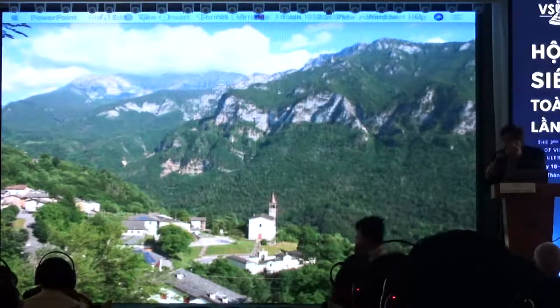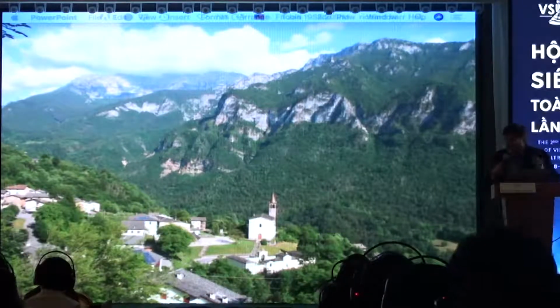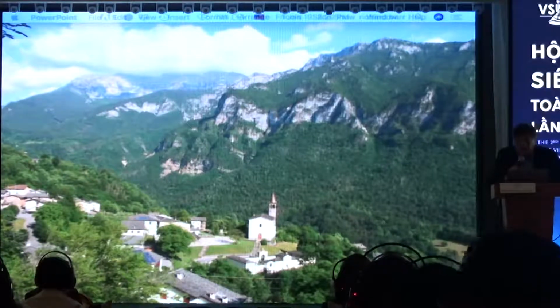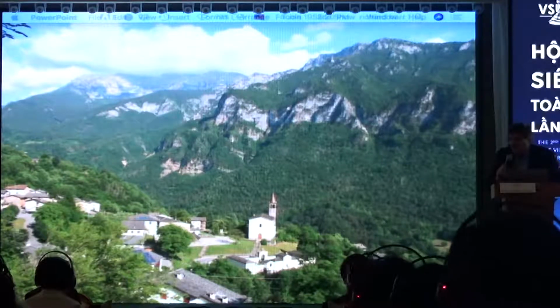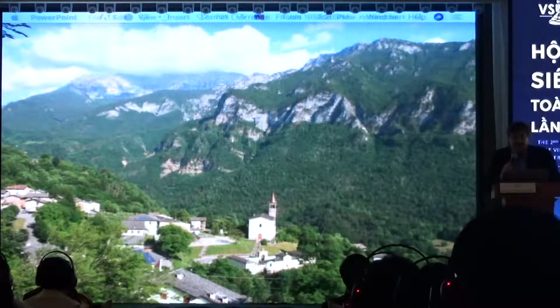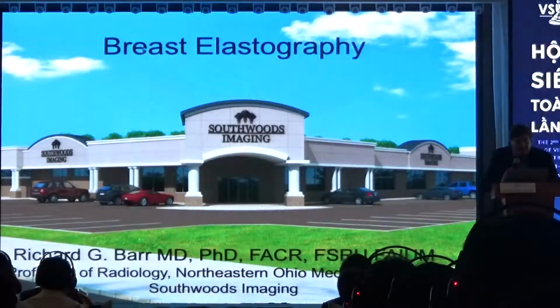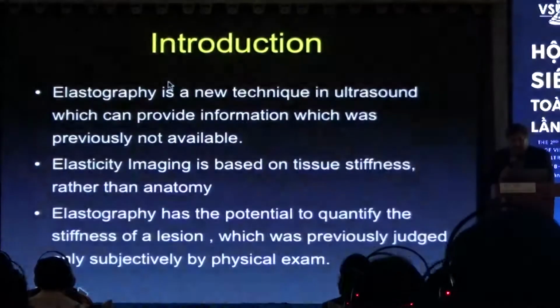Thank you. I want to thank the committee for asking me to come. I really would like to share my experience with elastography. I've been doing elastography for about 20 years, so I've made every mistake you can possibly make. So I would like to share that with you so you don't make the same mistakes that I did.